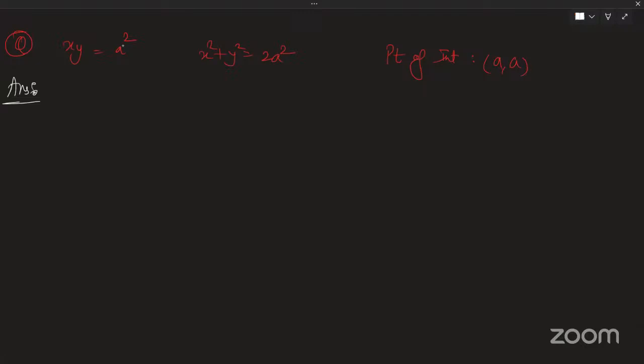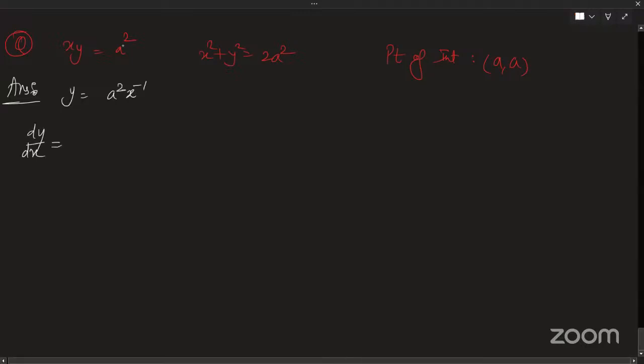Let us give it a try. In the first case, y can be written as a square into x raised to minus 1. Can you tell me what is the value of dy by dx? So it is a square into minus 1 into x raised to minus 2. Is this correct?